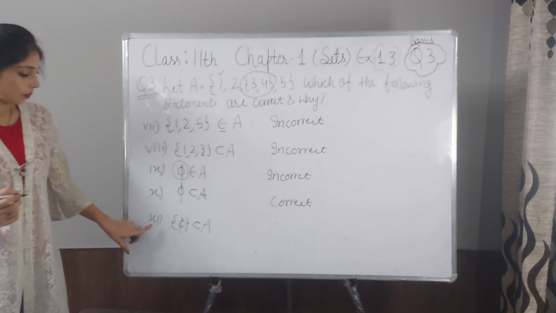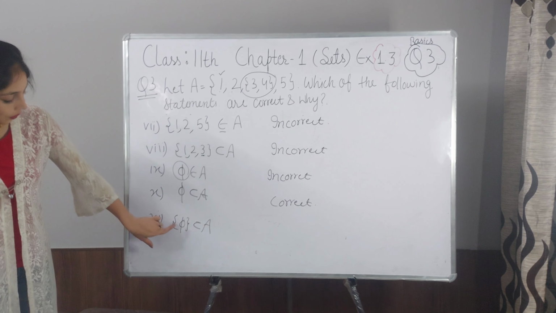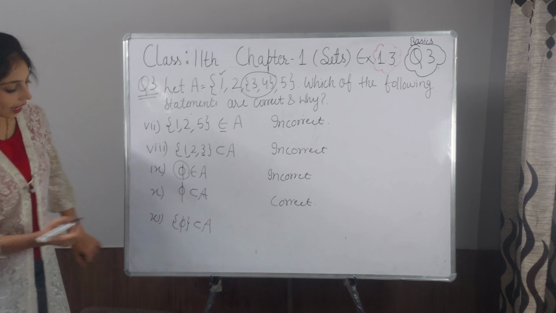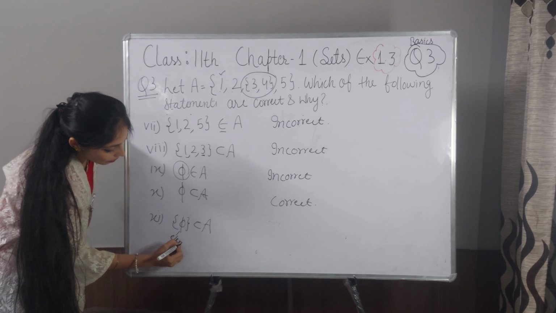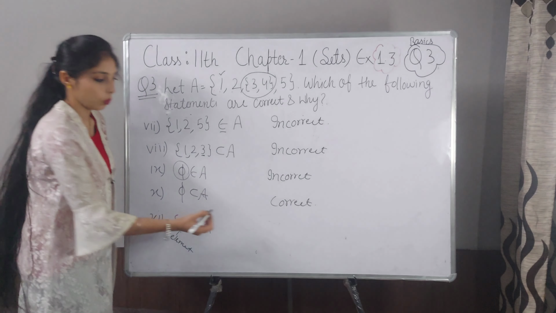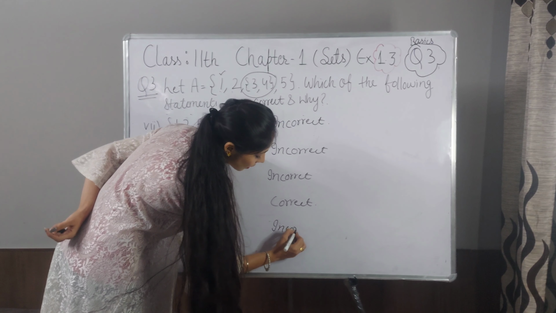Let's take another one. {5}. This is representing a set which contains the element 5. Here 5 is an element. Is this contained in A? No, this is incorrect.